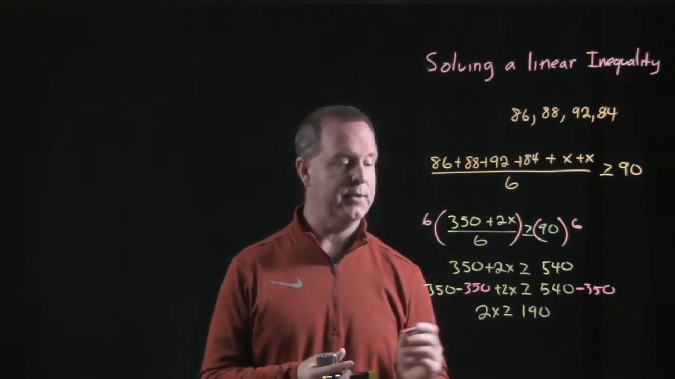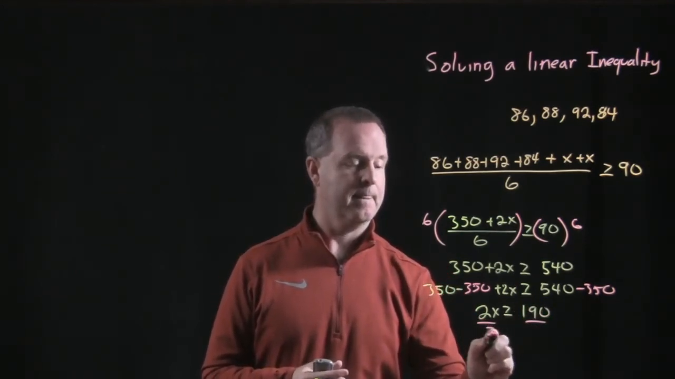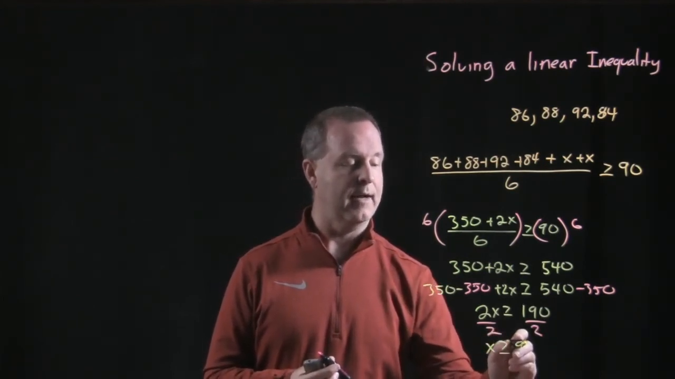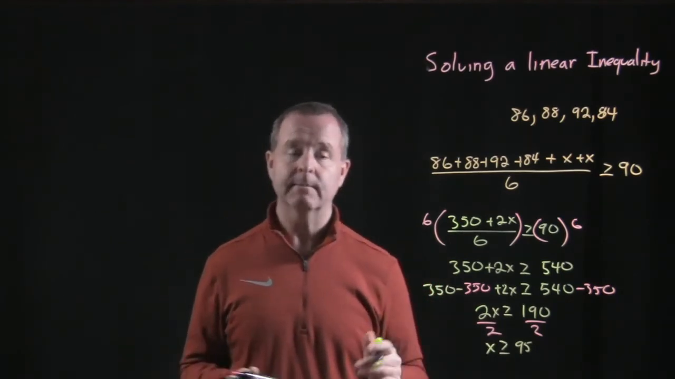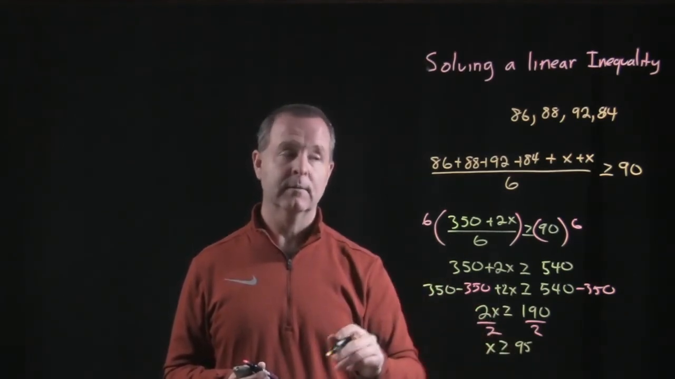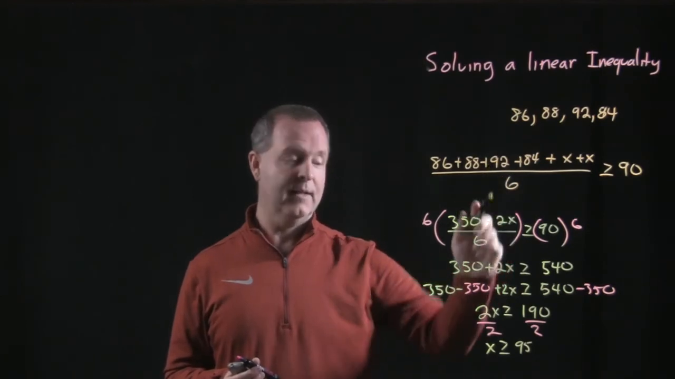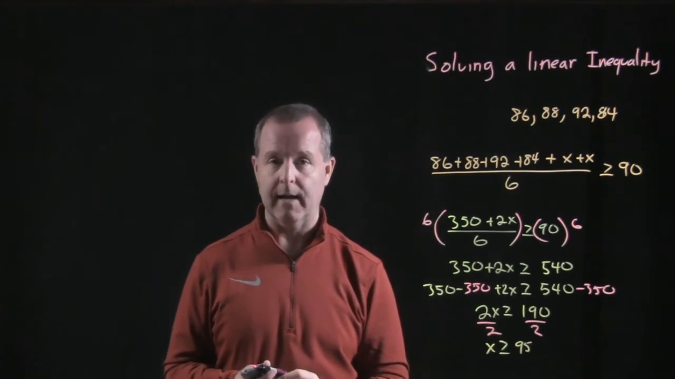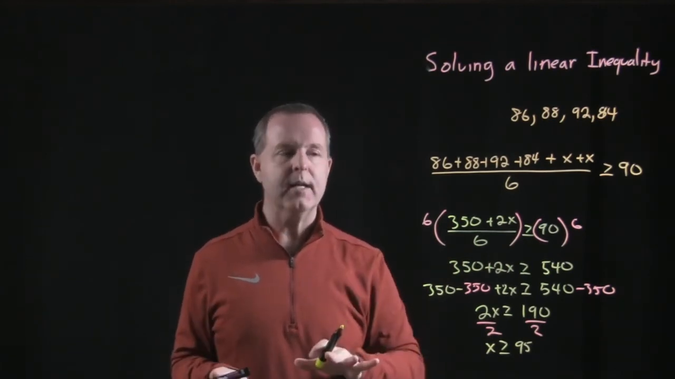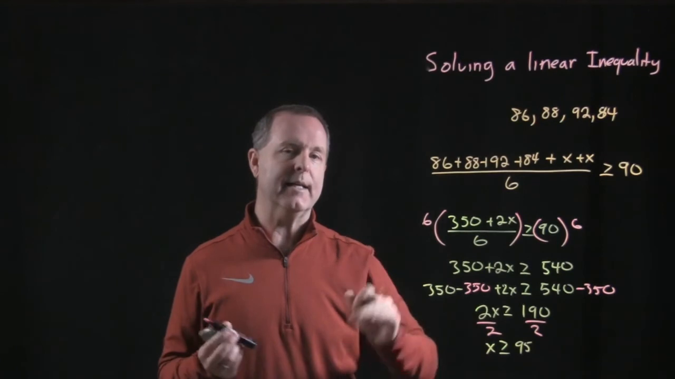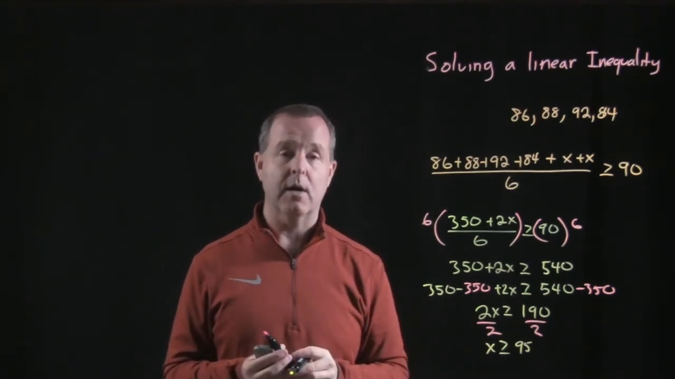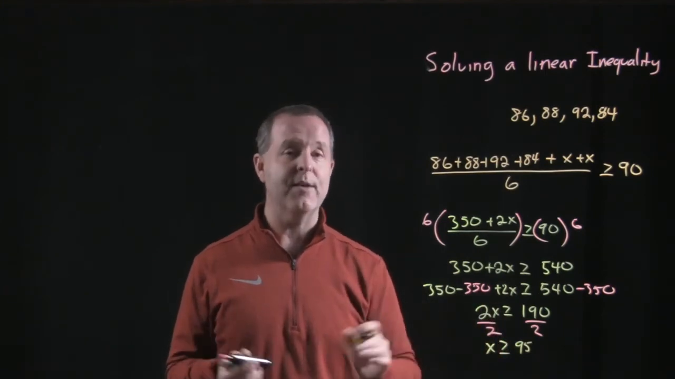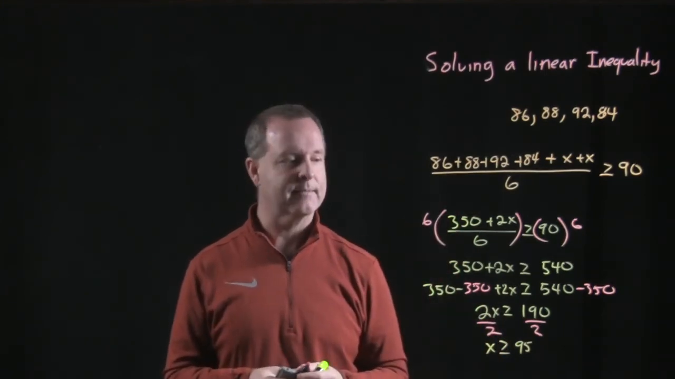Divide both sides by 2. And I have a value of x is greater than or equal to 95. And what does that tell me? I need to get a score on my last exam of at least 95 in order to get an A overall in the class. So there's an example of how we could use linear inequalities to get a sense of solving a problem. So if I get 95, 96, 97, 98, 99, or ace the test, I got an A in the class. Good to go.